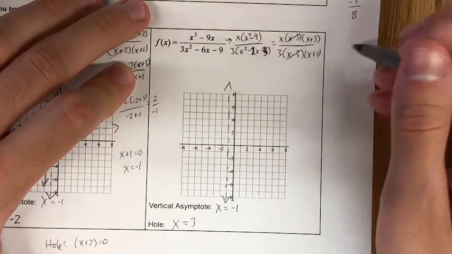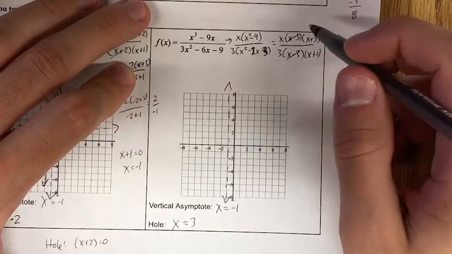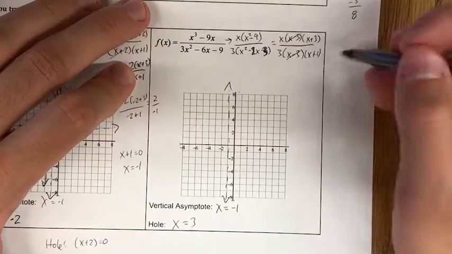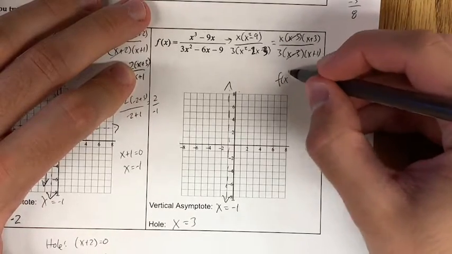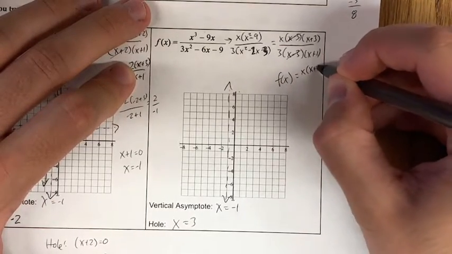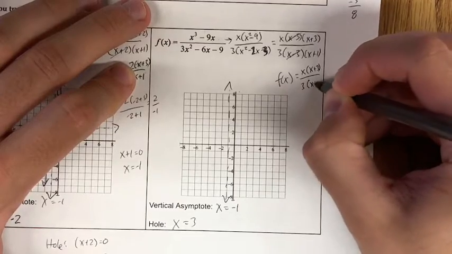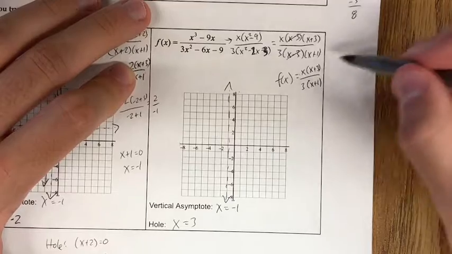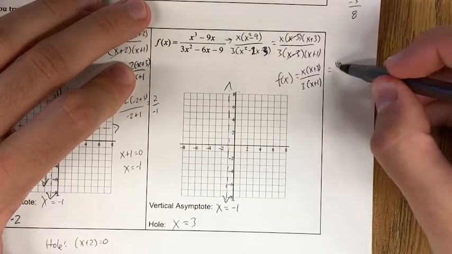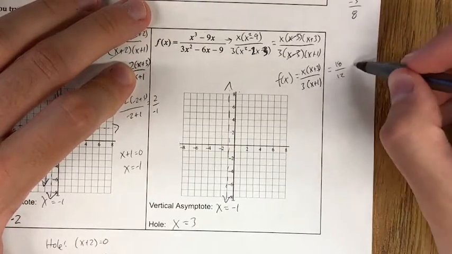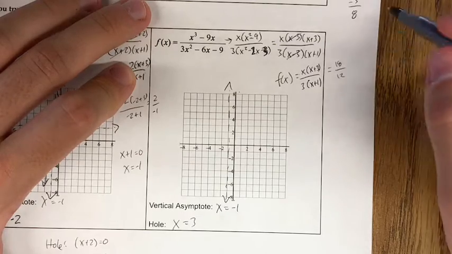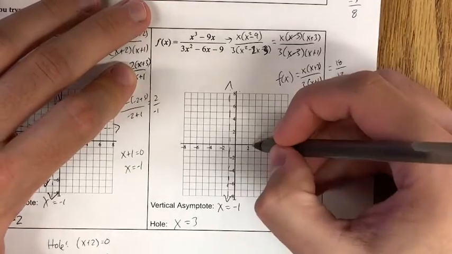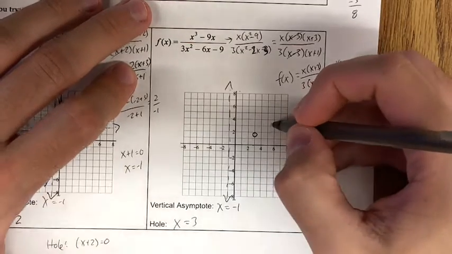And what we can do next is you're just going to have to do a little bit of graphing here. So at the very least, we want to find our hole. So let's write out our canceled function. It'll be x times x plus 3 over 3 times x plus 1. So plug in 3 for x. So 3 times 6 is 18. 3 times 4 is 12. Yep. So we get 3 over 2, or 1.5. So when we plug in 3, we get 1.5. So that's where we'll have our hole.